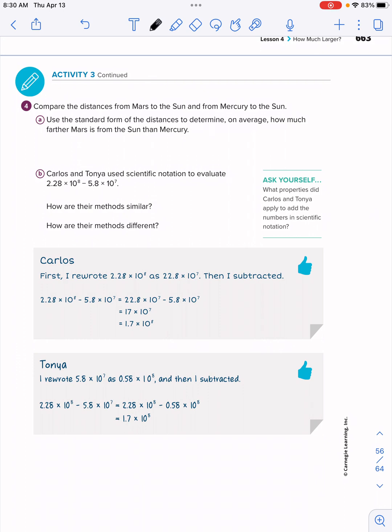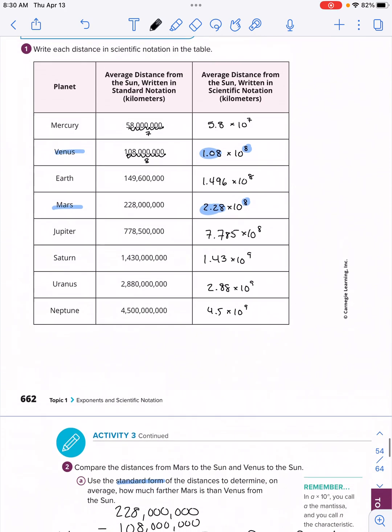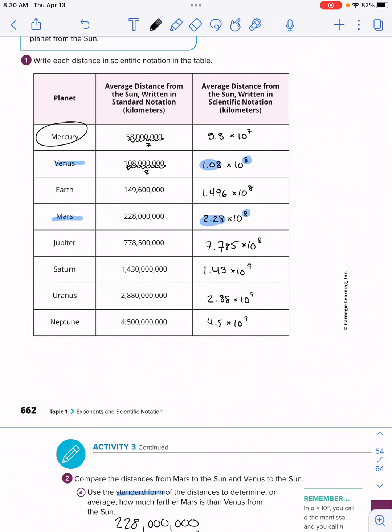All right, so still looking at the distances of planets, it says compare the distances from Mars to the Sun and from Mercury to the Sun. Use the standard form to determine on average how much farther it is away, and then we'll get to these other problems. So we have Mars to the Sun, Mercury to the Sun. So let's write this in standard form. This is 58 million, and this is 228 million.